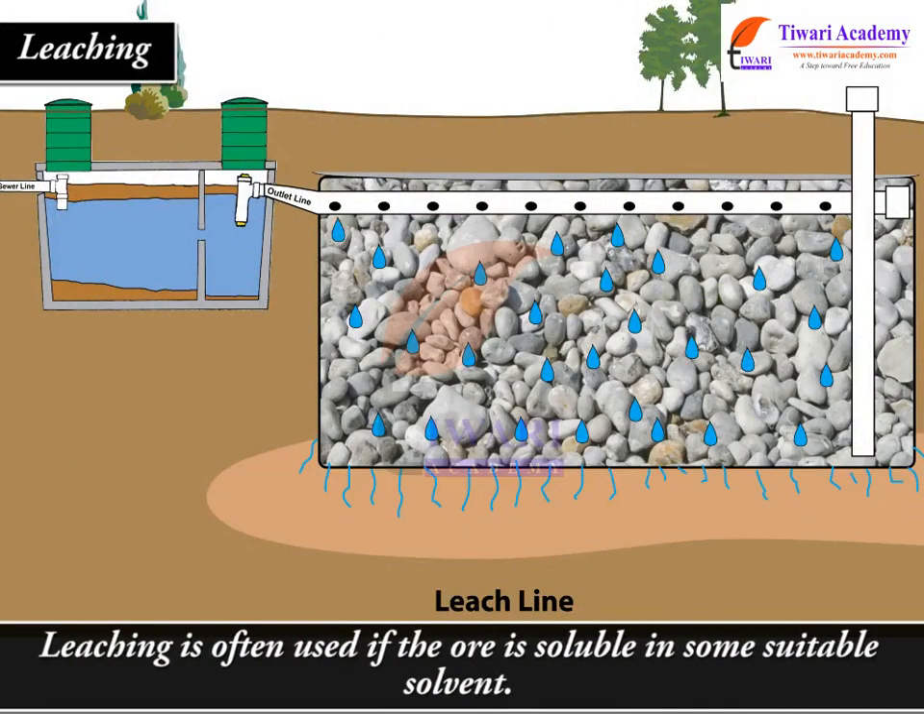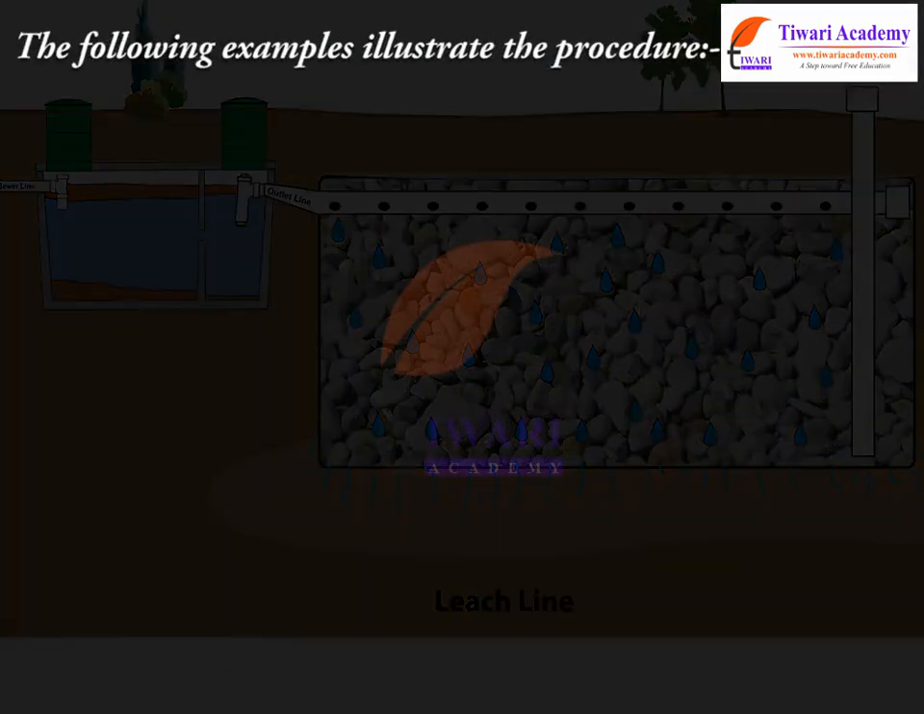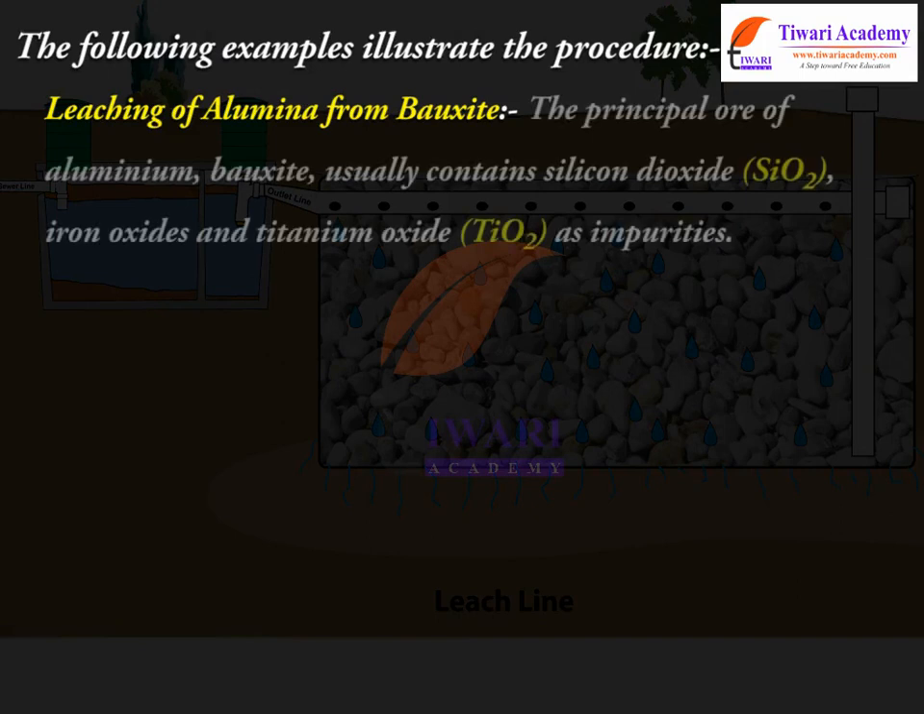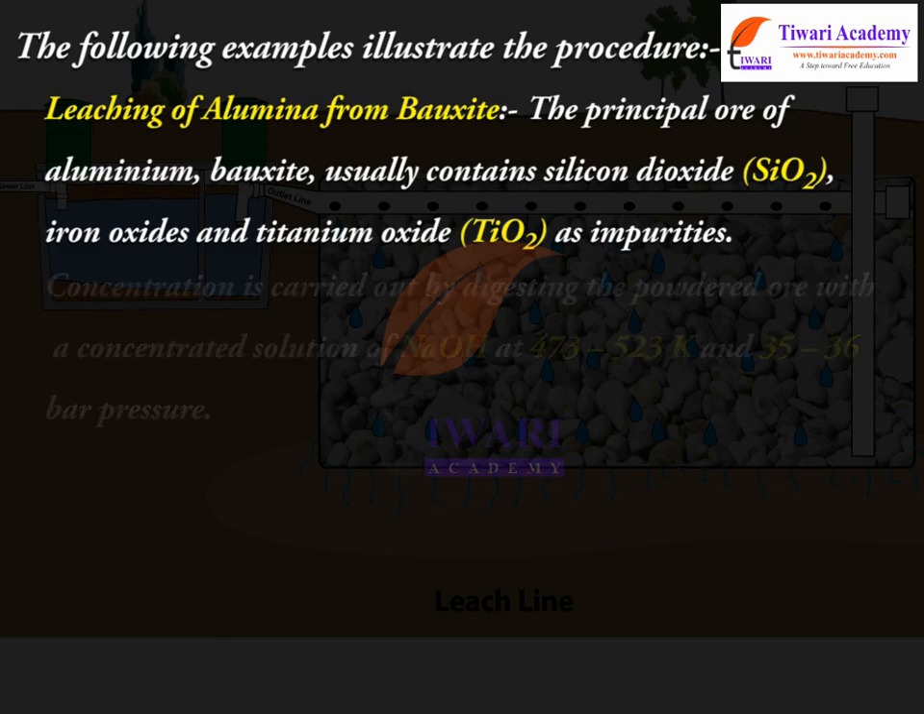Leaching. Leaching is often used if the ore is soluble in some suitable solvent. The following examples illustrate the procedure. Leaching of alumina from bauxite. The principal ore of aluminium, bauxite, usually contains silicon dioxide, SiO2, iron oxides and titanium oxide, TiO2, as impurities.